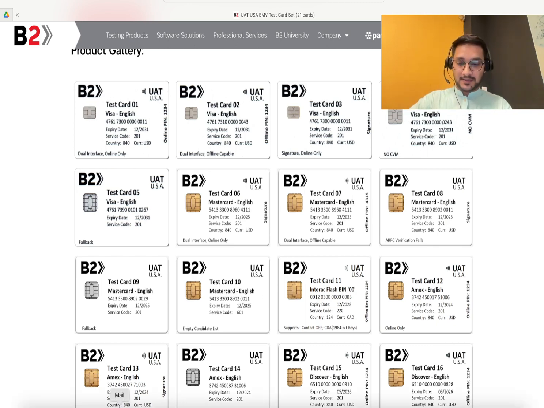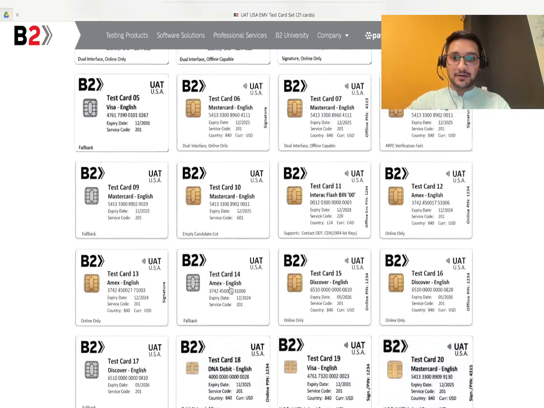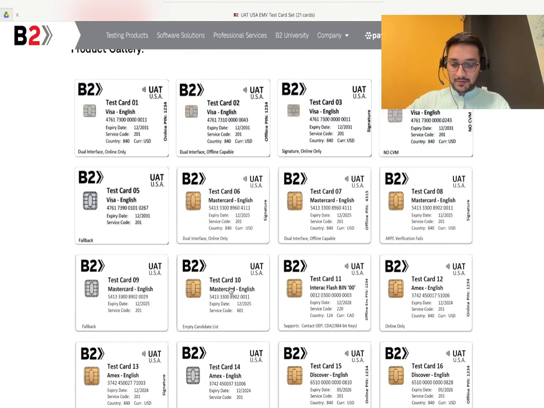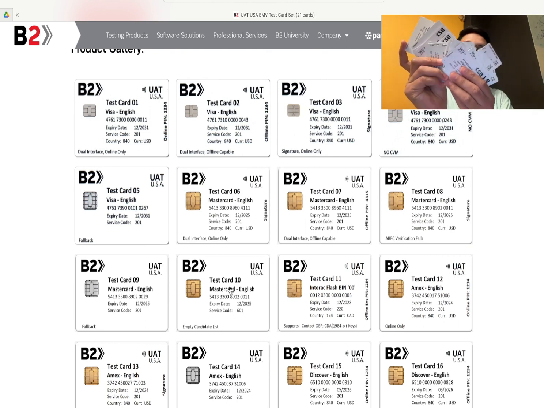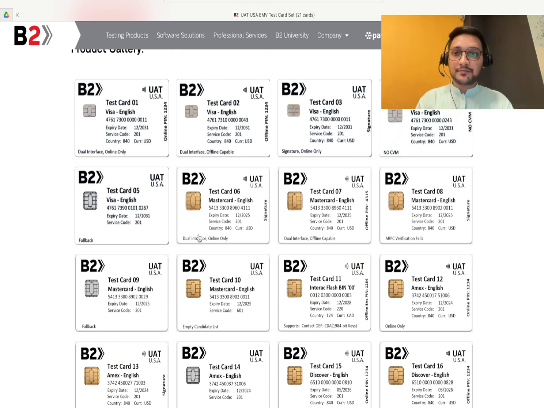I have the set of all these cards, which are visible in your image. So let me keep them aside. These are all the cards, and different technical scenarios are written on them. Test card number one covers the technical scenarios dual interface and online only. Dual interface means contact and contactless transaction.